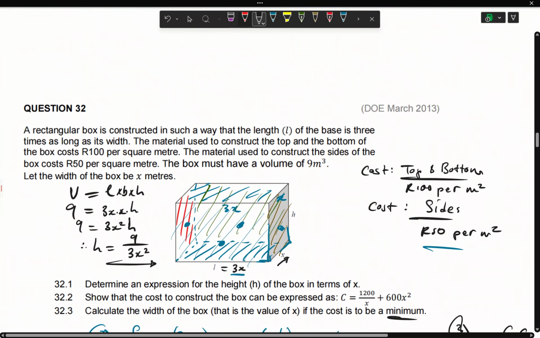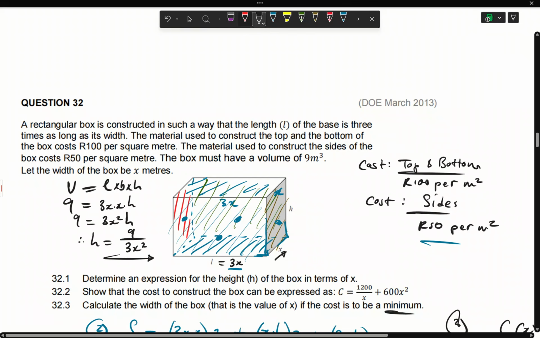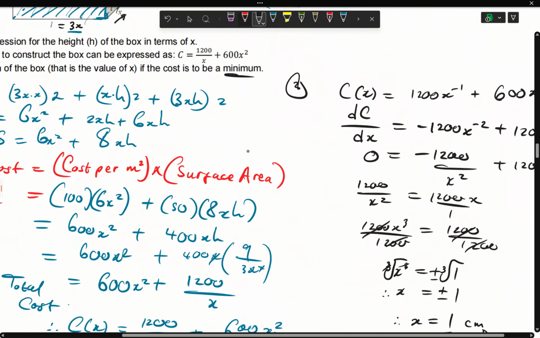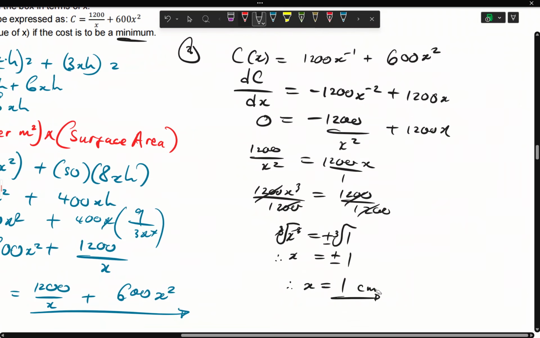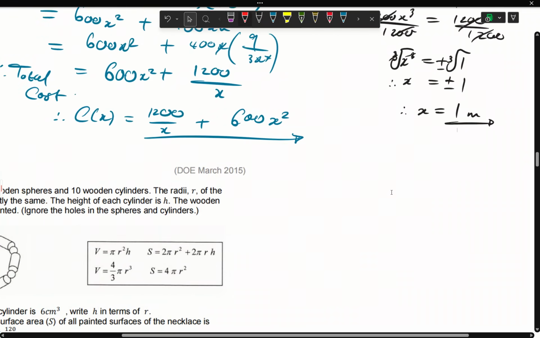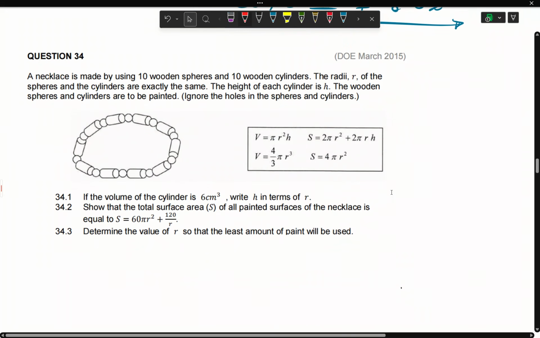So let me see if the units have to be centimeters or meters, not centimeters. No? So this is meters. So the unit is just meters there. So that's it. So now let's take a look at this one.